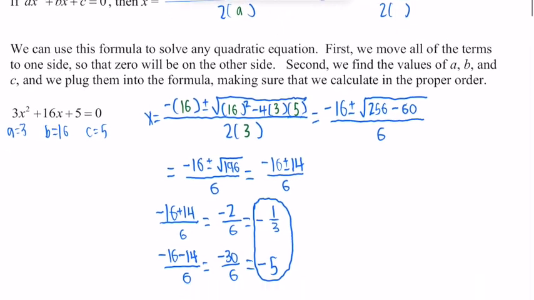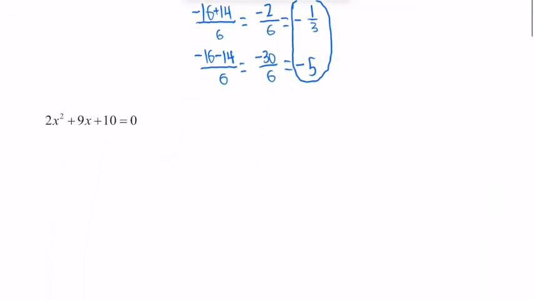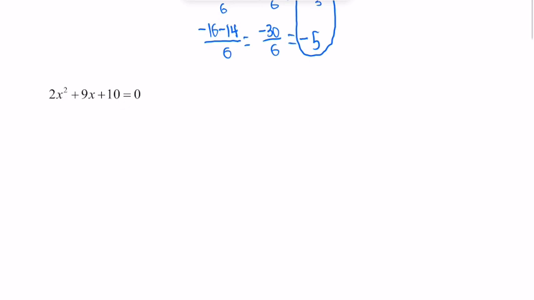If you'd like to try the next problem on your own, pause the video now and resume when you're ready to see the solution. Here we have all the terms on one side, so we can say a is 2, b, the coefficient of x, is 9, c, our constant term, is 10.